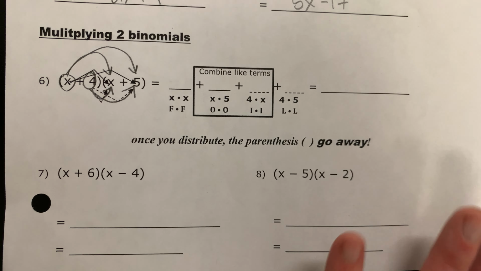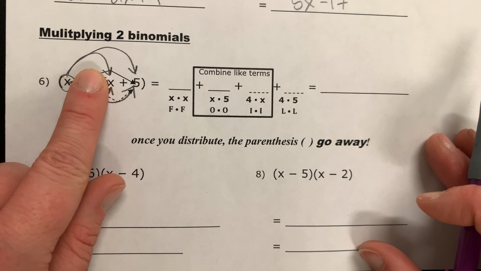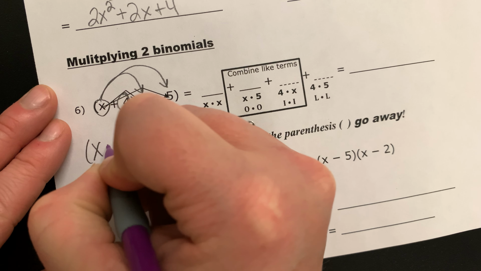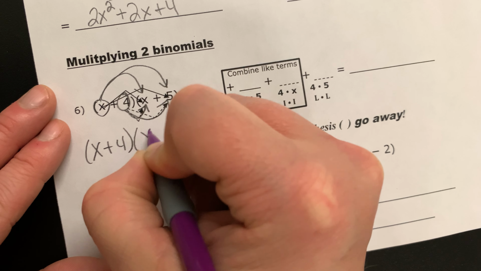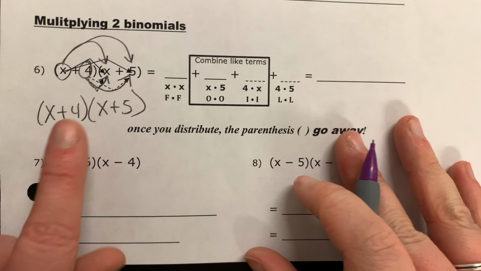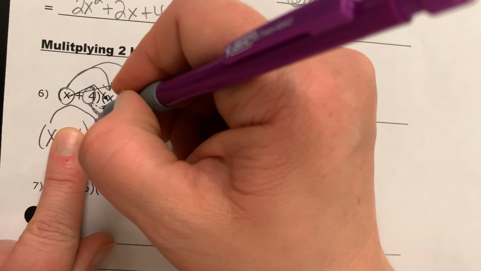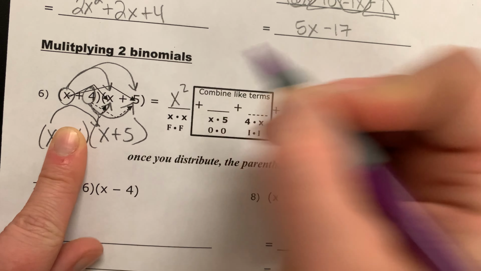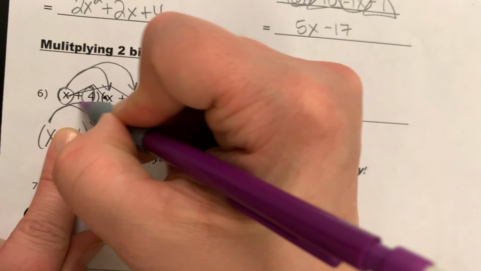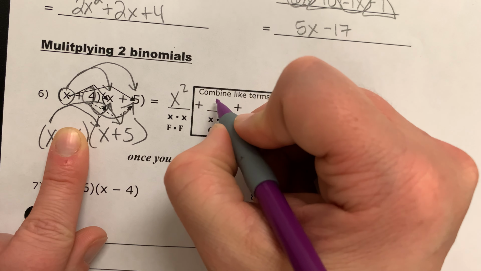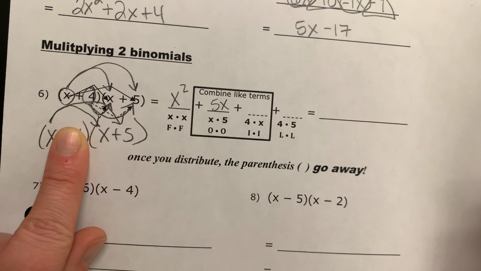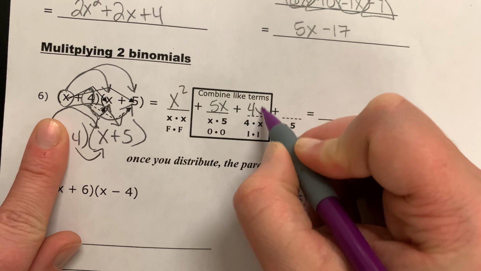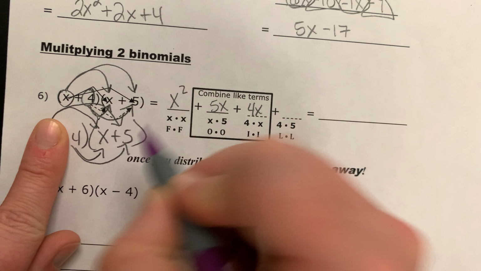All right, so let's do the x first. I'm going to cover up this 4. I'll just rewrite it and I'll cover it up. X plus 4 and x plus 5. I'm going to cover up the 4 and distribute: x times x is x squared. Then I have x times 5, which is 5x. Now I'm going to cover up the x and do the 4. 4 times x is 4x, and 4 times 5 is 20.